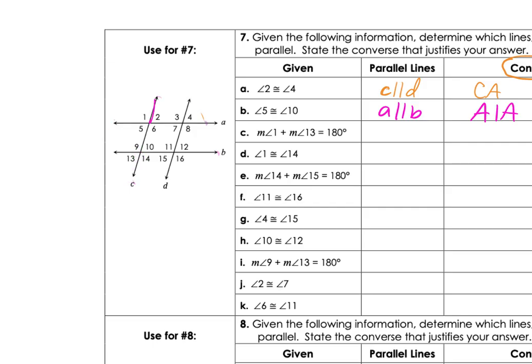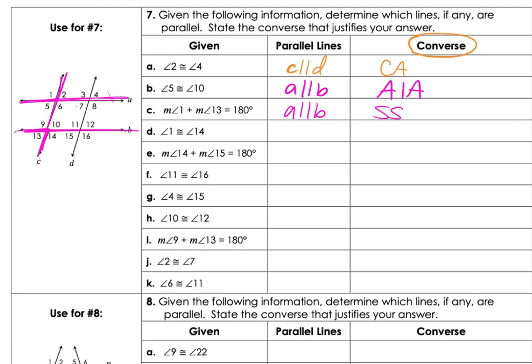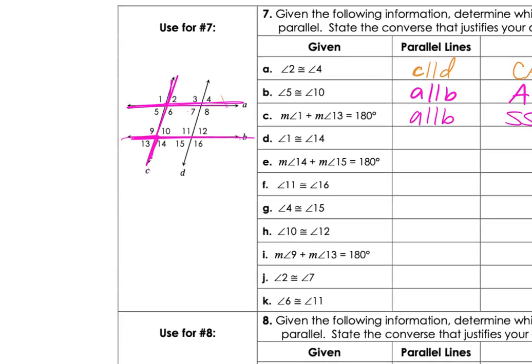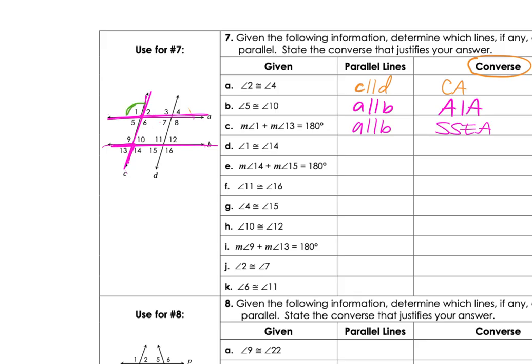All right, 1 plus 13 equals 180. Here's 1. Here's 13. Which lines would have to be parallel? A and B. You've got this line, and this line that you're working with. So A is parallel to B. What are those? Same side exterior angles. Okay. How about 1 congruent to 14? Here's 1. Here's 14.